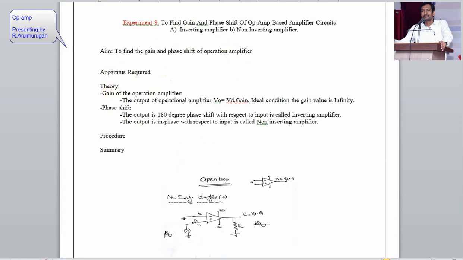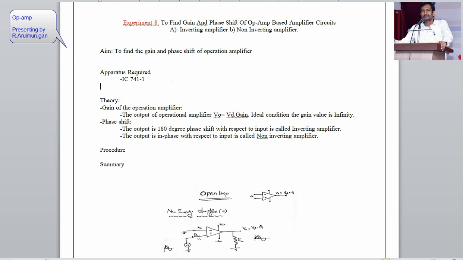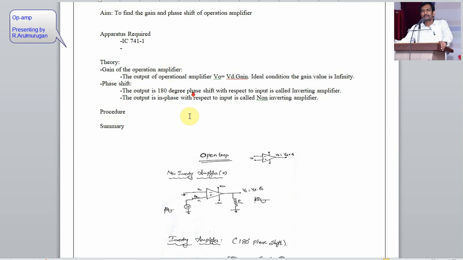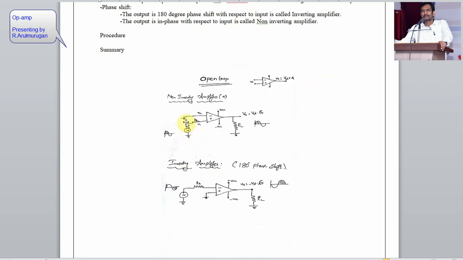Apparatus required: what is needed? You need the IC. The famous old IC for the operational amplifier is the 741. For the input, you apply a sine wave signal through the function generator. If you give the sine waveform input to the plus terminal, it is called non-inverting. If you give the same sine waveform to the minus terminal, it is called inverting.